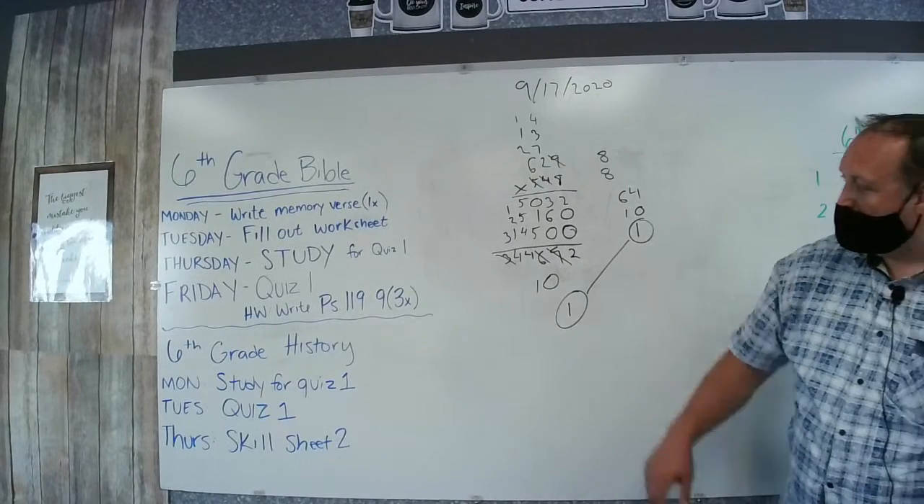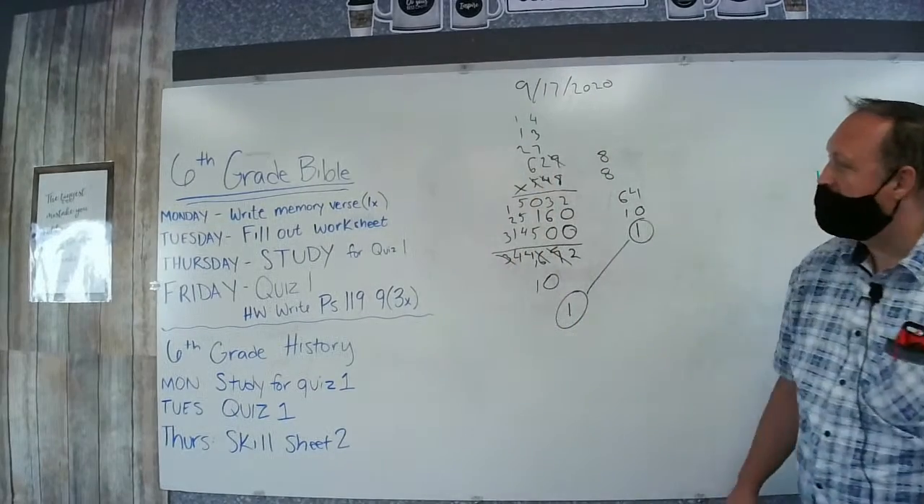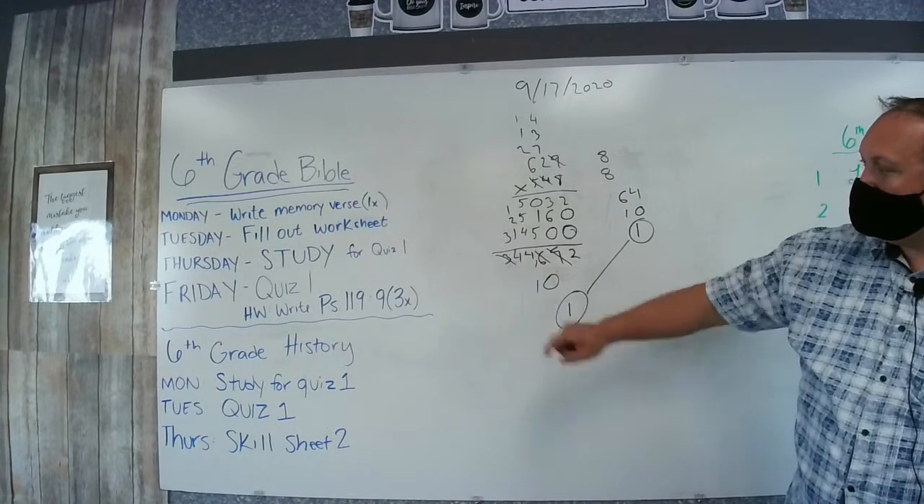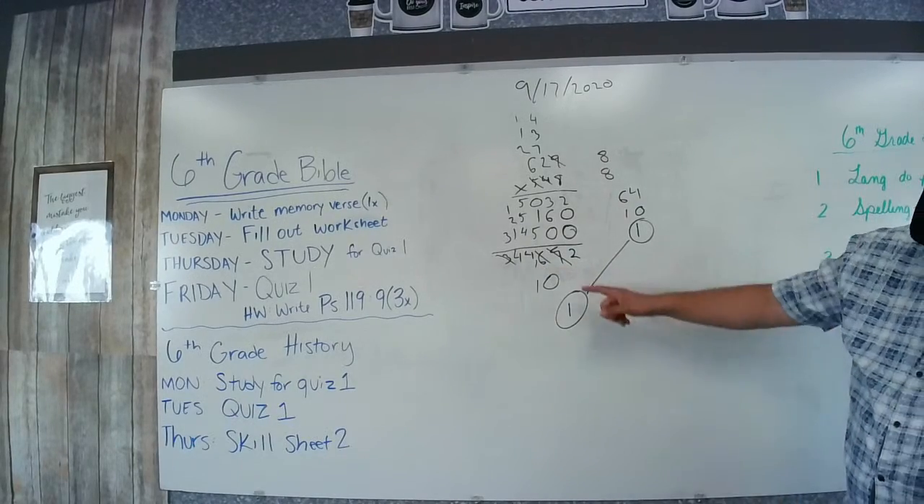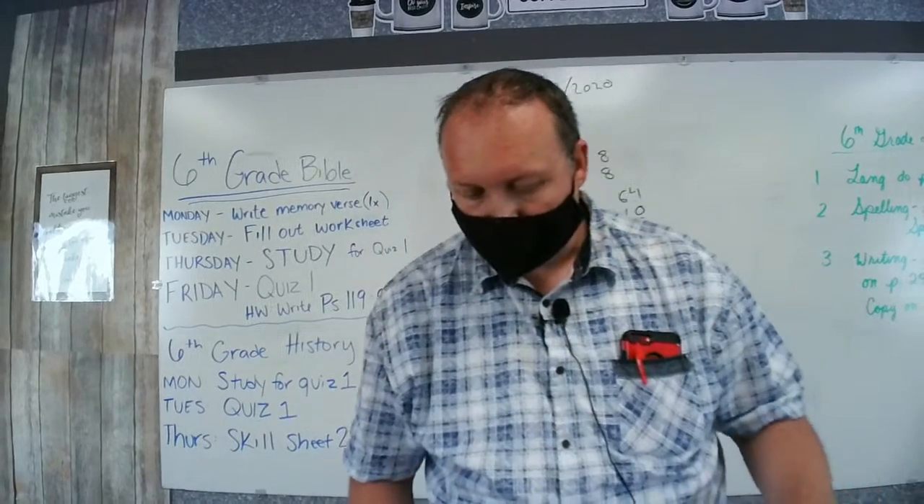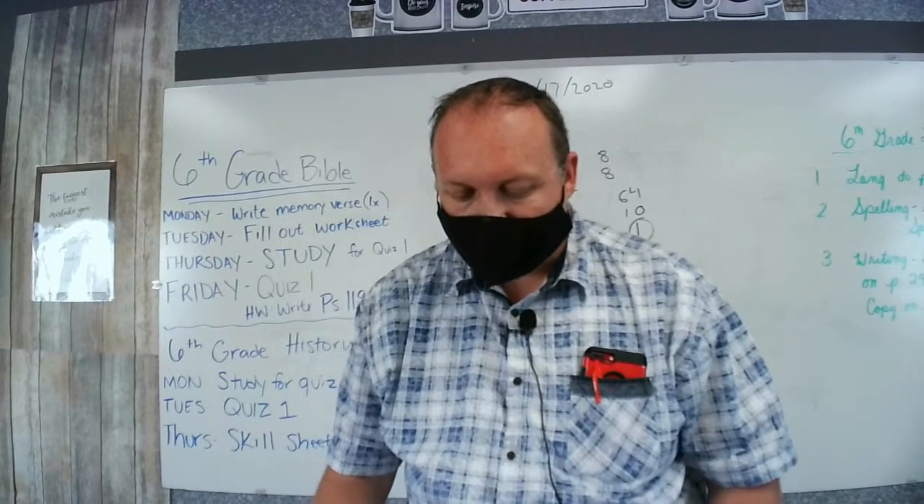Okay, so our answer for what is 629 times 548 is going to be 344,692. All right, let's go on.